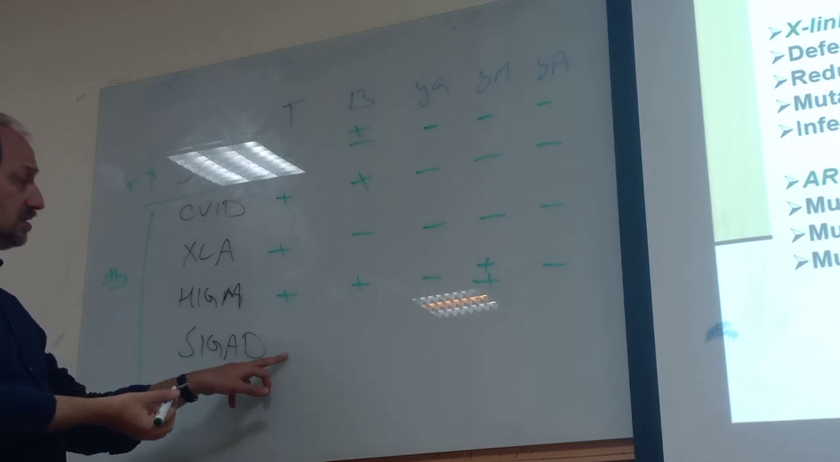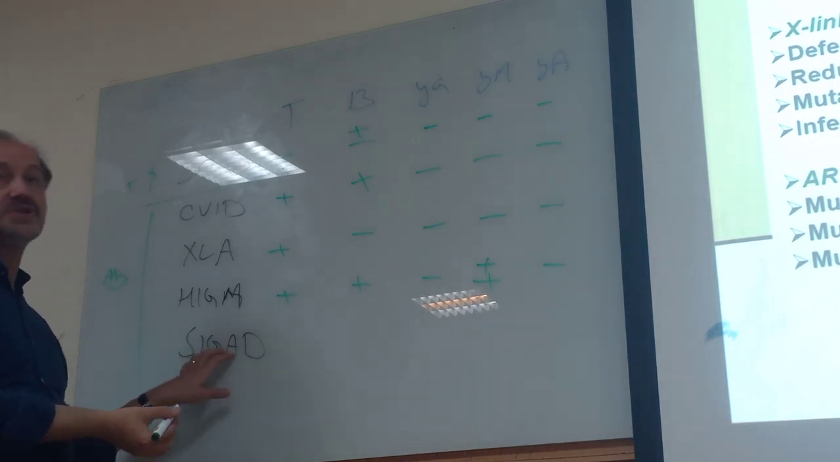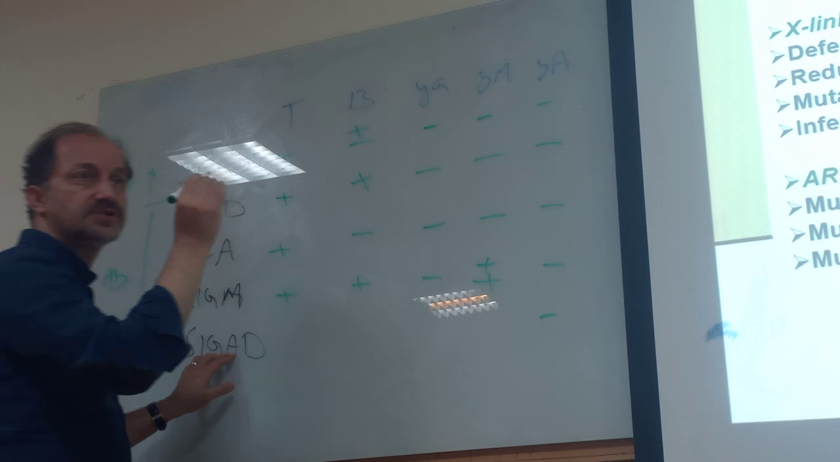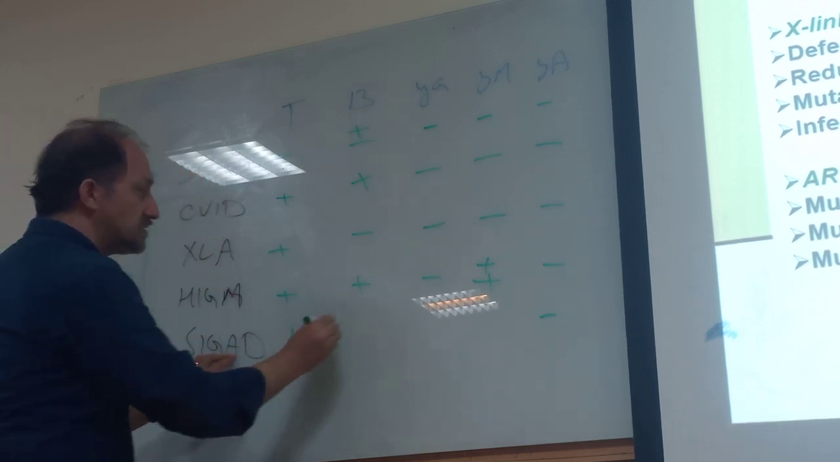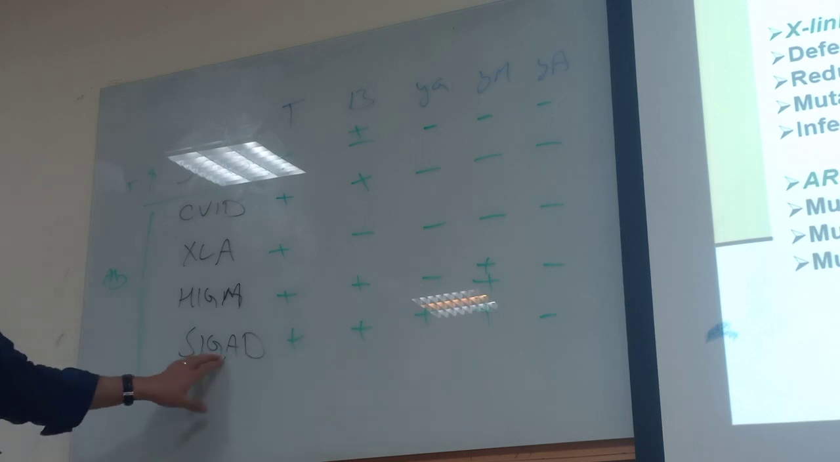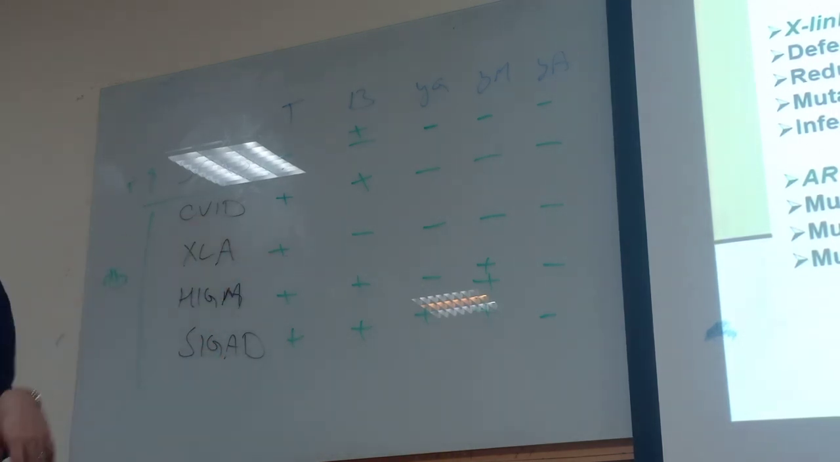We have T cell? Yes, sir. Selective IgA deficiency. What does it mean? It means that we have only IgA deficiency. So we have T cell, we have B cell, we have IgG, we have IgM. Selective IgA deficiency. We have only defects in IgA.